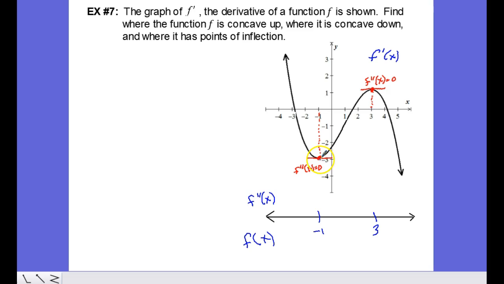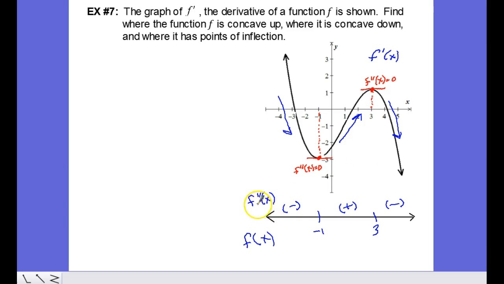So to the left of -1, the slope of f prime is negative. So I'm going to put a minus sign right here. Now, where else is it negative? It's also negative to the right of 3. Notice that the slope is negative on those two intervals. So I'm going to put a minus sign over here. Now notice that the slopes are positive between -1 and 3. So we'll put a plus right here.